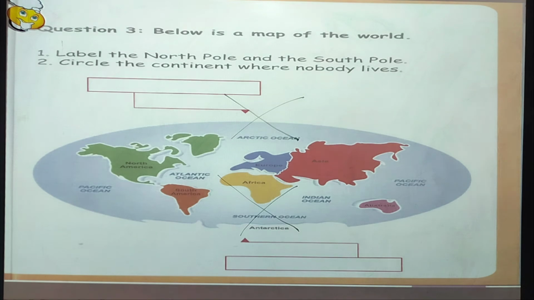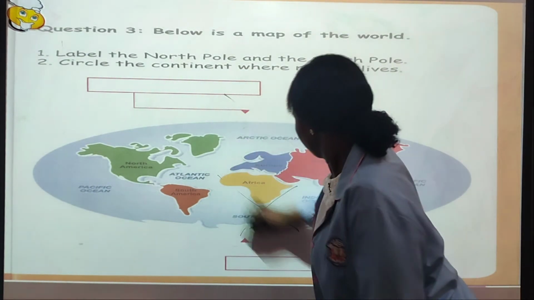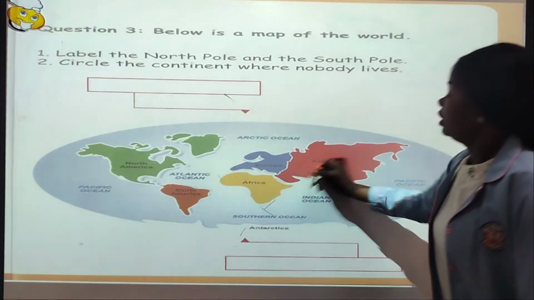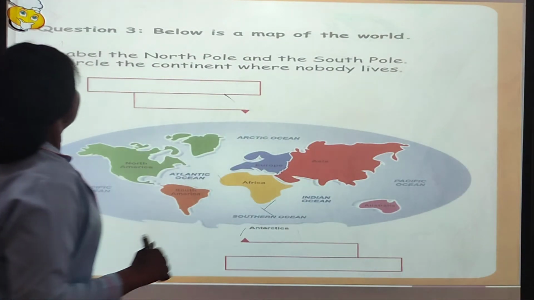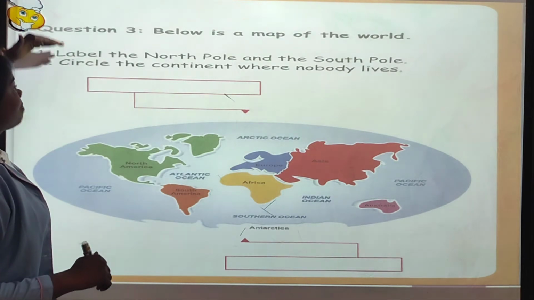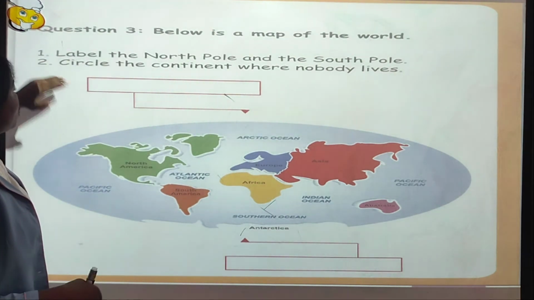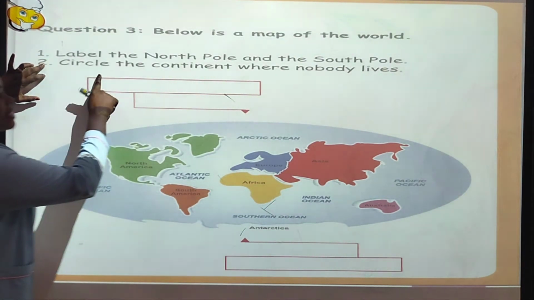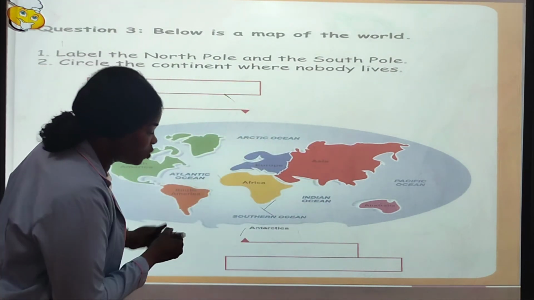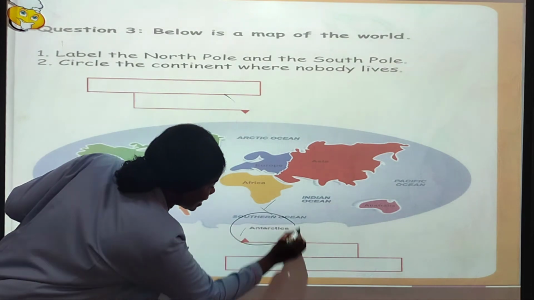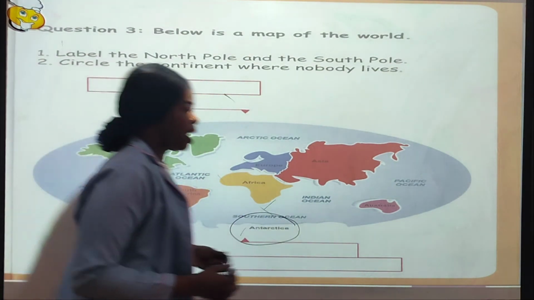Now, let's go to our next topic. Remember the last time I said we would discuss question 2. We talked about question 1 last time, now it's about question 2. Question 2 says, circle the continent where nobody lives. Where is the continent where nobody lives? It is Antarctica. So you are going to circle Antarctica.